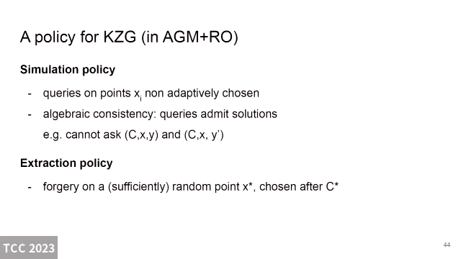As for the simulation constraints, we require the adversary to choose a set of points, and then it can only ask simulations on these points. This can be arbitrary, but non-adaptively chosen. We also require some form of what we call algebraic consistency. For example, on the same commitment and the same point, the adversary cannot ask for two proofs to two different evaluation values y. Instead, for the extraction constraint, we require that the point X star on which the extractor forges needs to be sufficiently random and also chosen after the commitment C star.